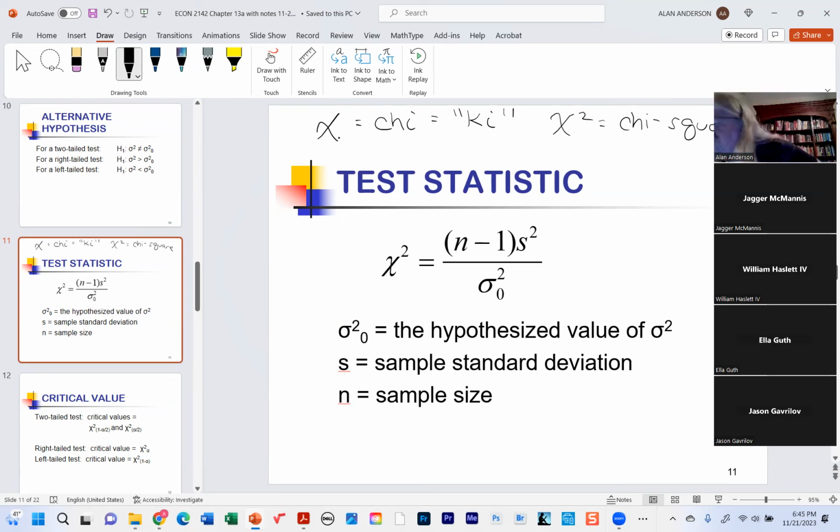Anyway, so these other terms we're very familiar with. This is our hypothesized value of the sigma, or the variance rather. And you can tell because of that zero subscript that always has meant in the past the hypothesized value of something. The S is our sample standard deviation. And then N is the sample size. So nothing has really changed here.